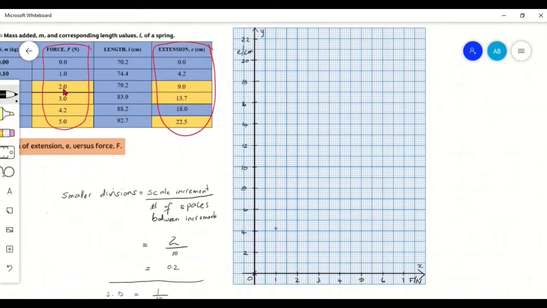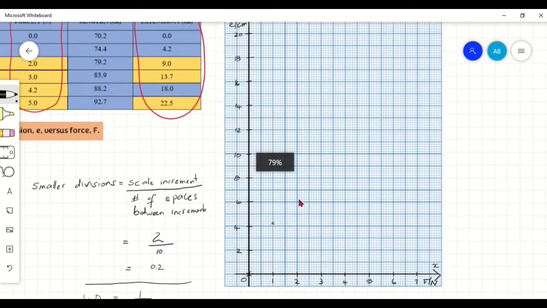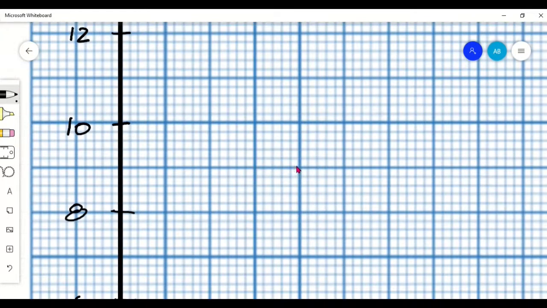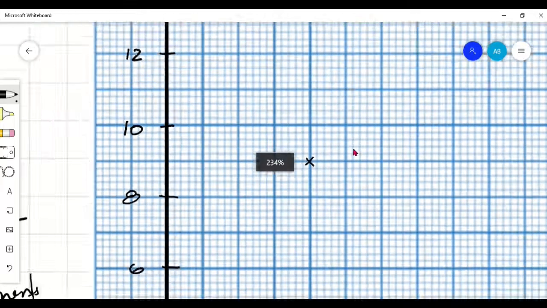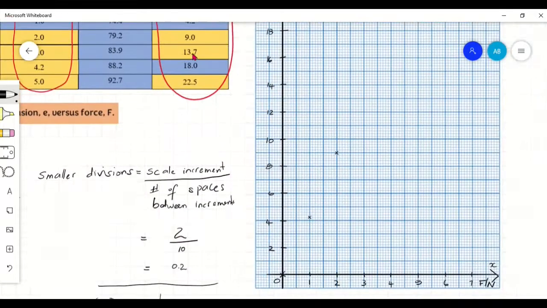So the next one, 2.0 on the x, 9.0 on the y. That one is easy to find. 2.0, 9 would be right here. Remember, each 2 centimeters we're increasing by 2, but halfway between 10 and 8 would be 9. And so that's how we know that's where that is. One more, and then you finish up.